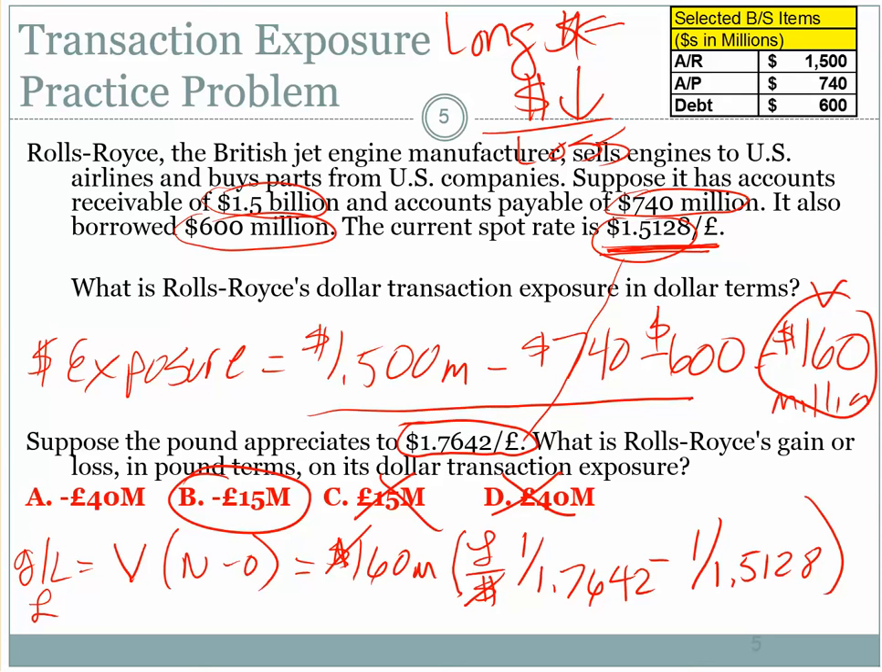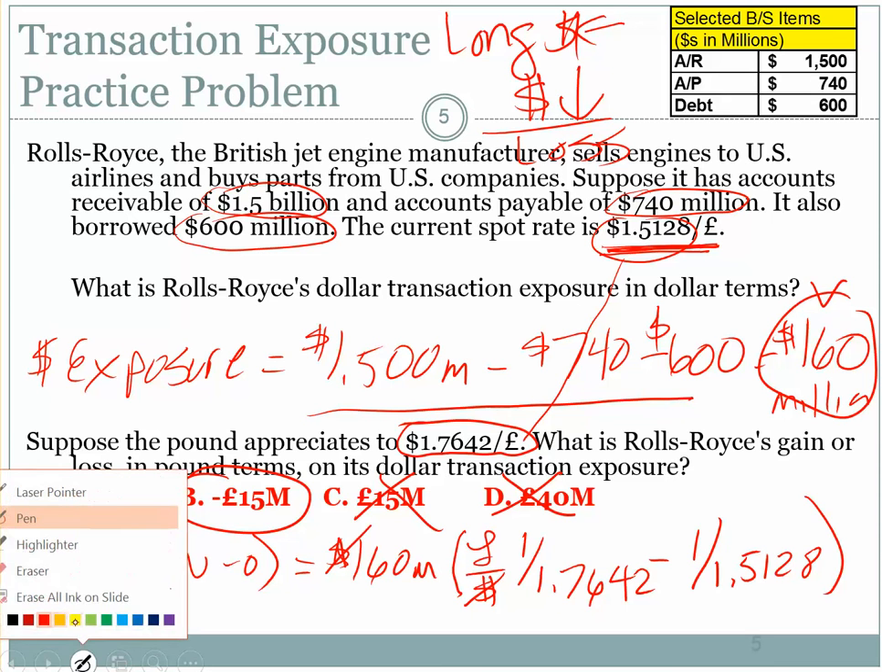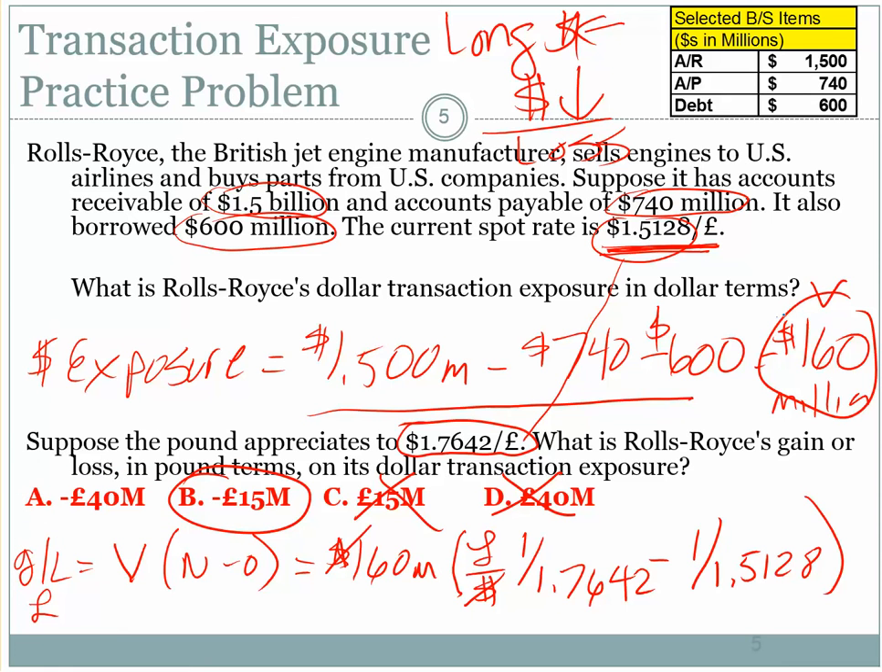The only other way this problem could be more difficult is what if the math worked out that they were short 160 million. So if you came out here and you said, oh, I'm a net payer of 160 million, well, we would just make this short. Same formula, except my V is now a short position. Take new minus old exchange rate, and what you'd see is the answer would be 15 million.